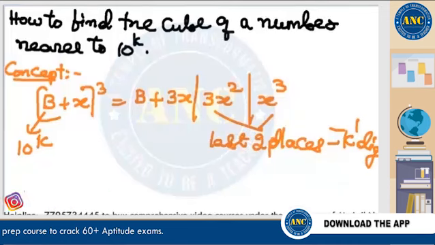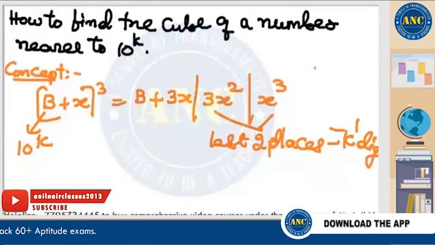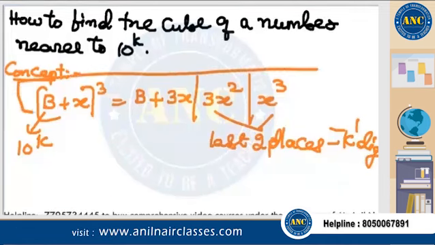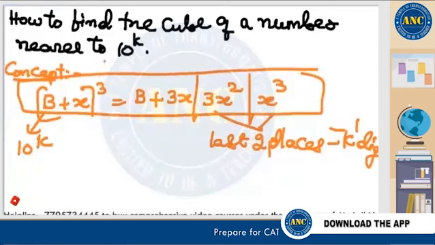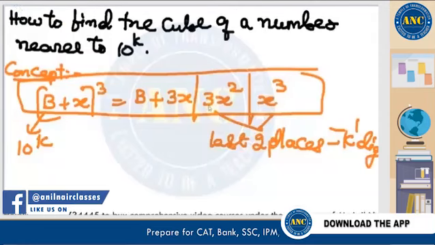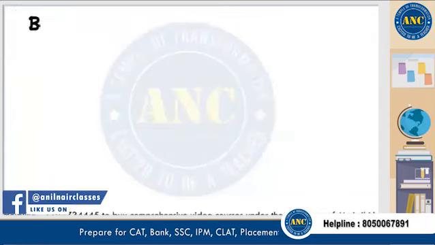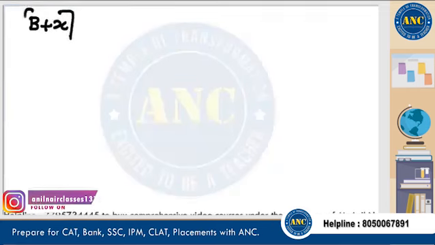(a + x) whole cube is a³ + 3a²x + 3ax² + x³. Here the last places have k digits. First I will write down the note at the top, then I will do 3-4 problems. It should be very clear to you.